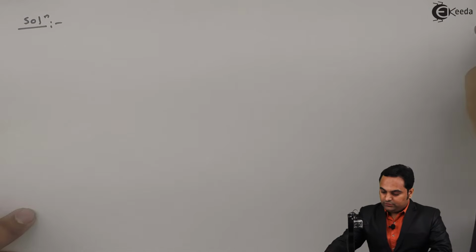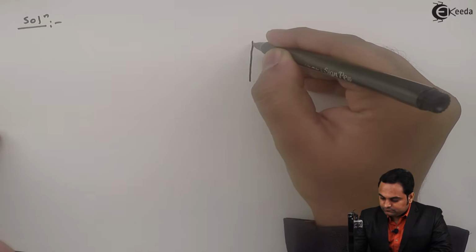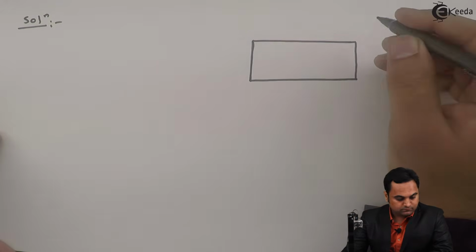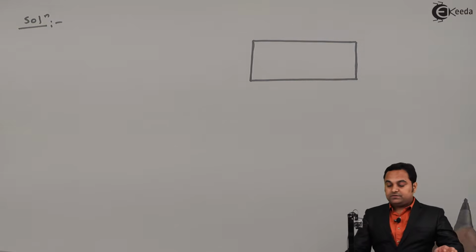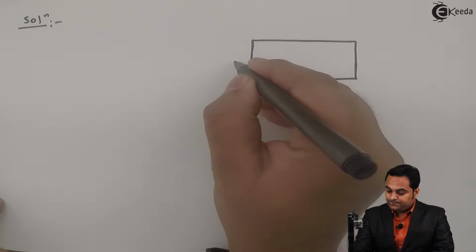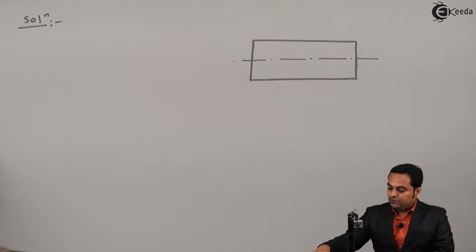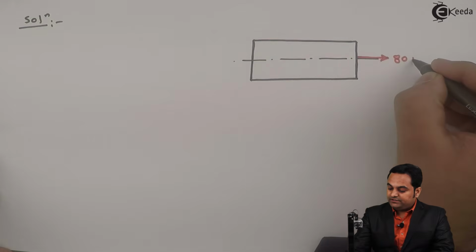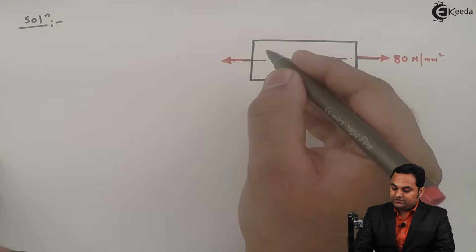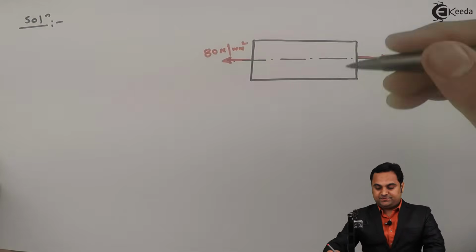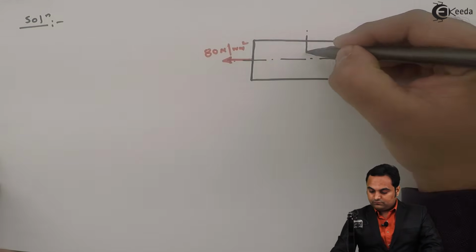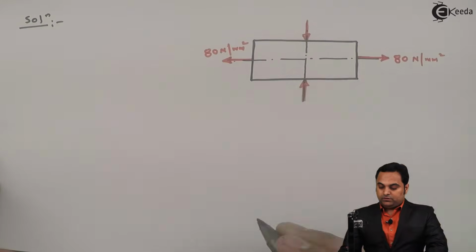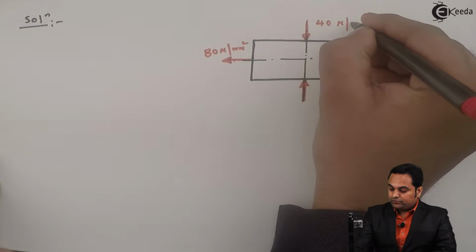Now in the solution, I'll draw the diagram first. Now, since they have given 80 megapascal as the stress along x direction and it is of tensile nature, first I'll denote the tensile stress as 80 Newton per mm square having tensile nature, and there is compressive stress along the vertical axis. Its value is 40 megapascal, that is 40 Newton per mm square.